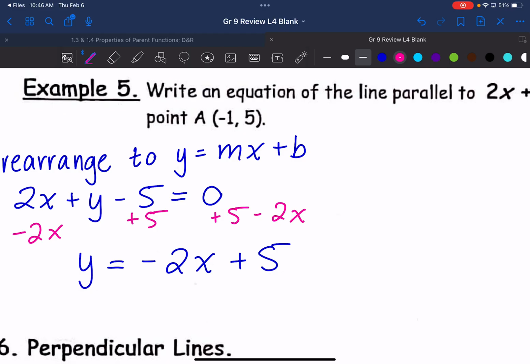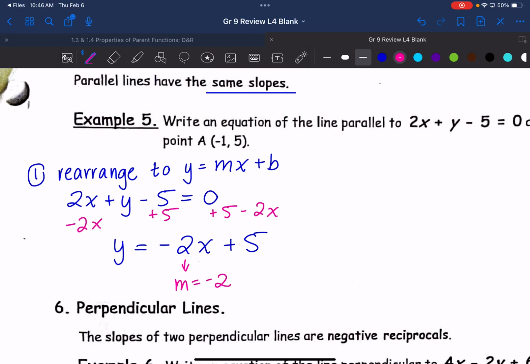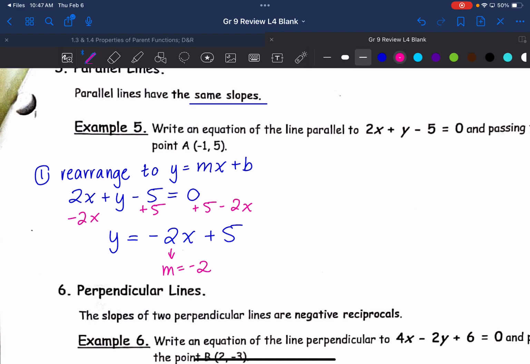So what's my slope of this line? What's the slope? Positive 2 or negative 2? Negative 2. That will make the difference. Good for you, Jack. Right? So my slope is negative 2. So if I'm writing a line that's parallel to this, I know it also has to have a slope of negative 2. Right? But how will I know?